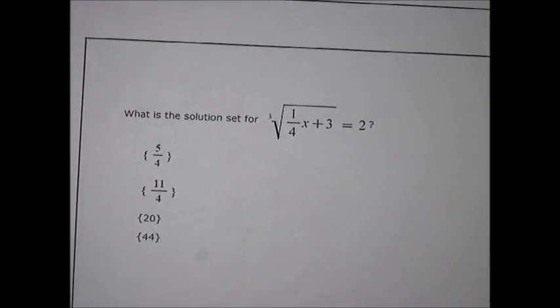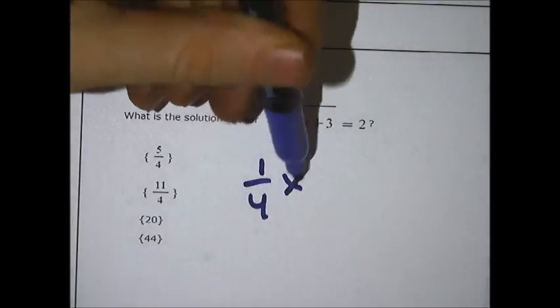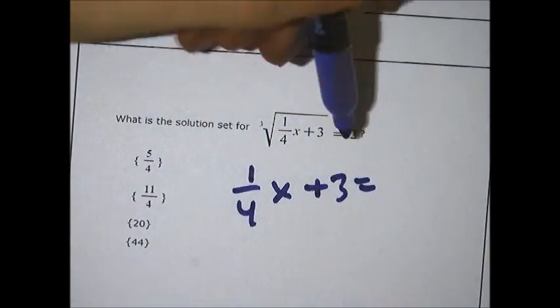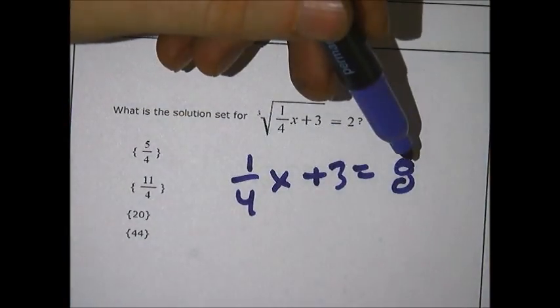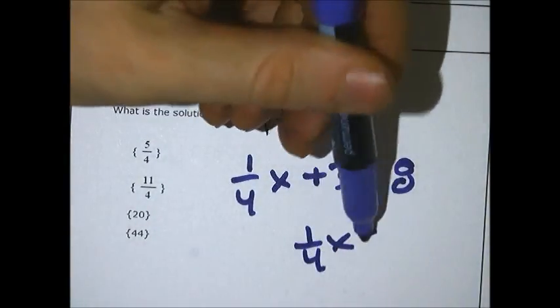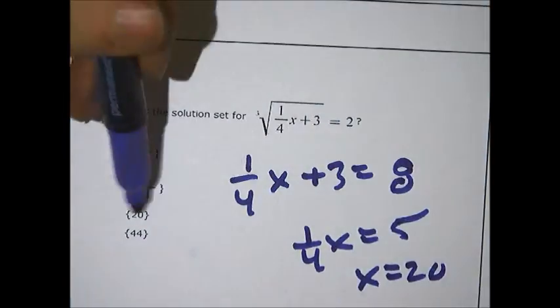What is the solution for the following? We have a cube root. So to undo that cube root, we want to raise both sides to the third power. (1/4)x + 3 is equal to 2 to the third, which is 8. I subtract 3. (1/4)x is 5. I multiply by 4, and x is equal to 20.